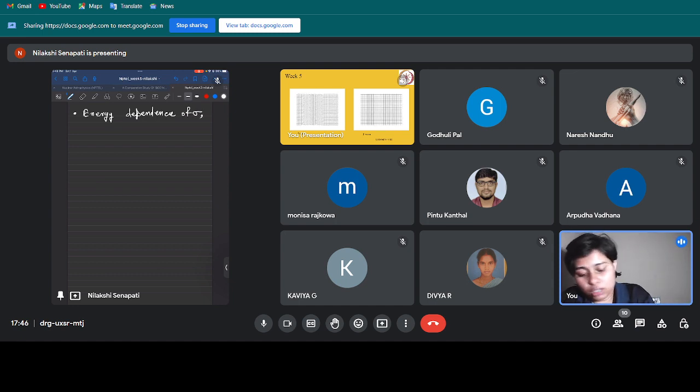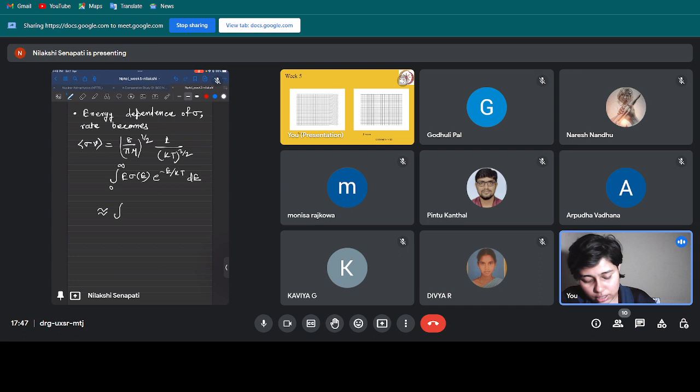Energy dependence of sigma, so the rate becomes sigma v equals (8 by pi mu) whole to the power half, (1 by kT) whole to the power 3 by 2, integration from 0 to infinity of E sigma(E) e to the power minus E by kT dE, which can be equivalently written as 0 to infinity E, (l plus half), l, you know the angular momentum number, e to the power minus E by kT dE.